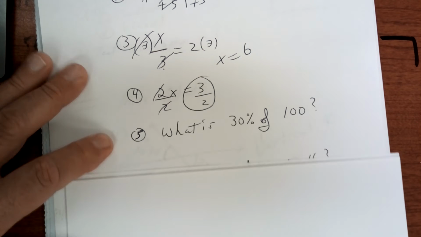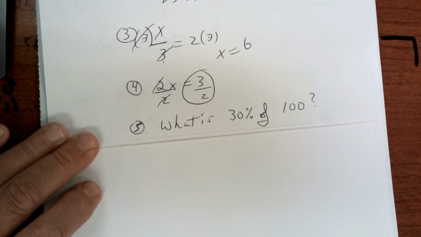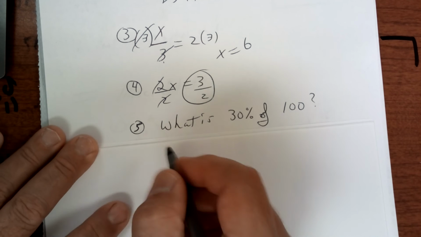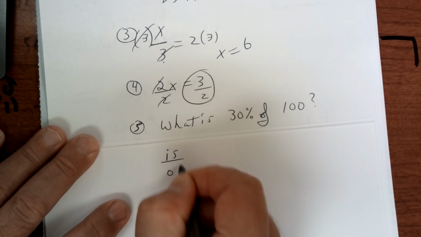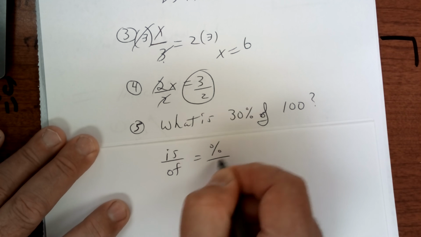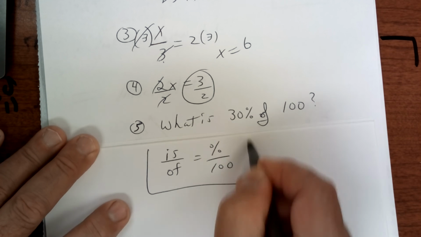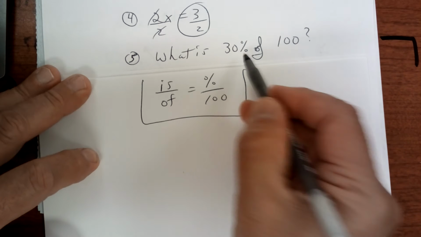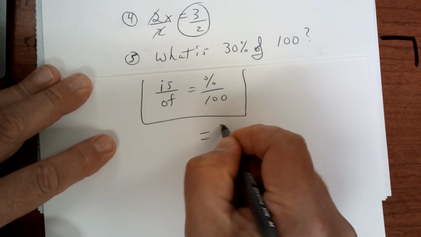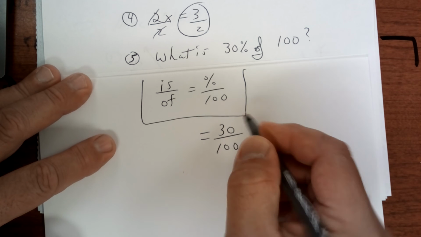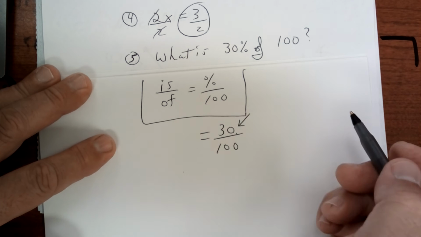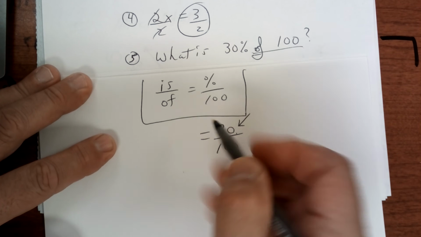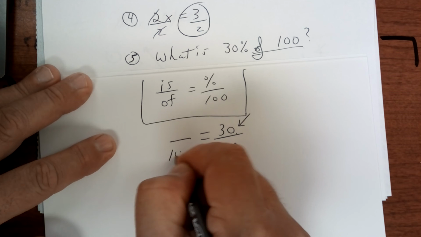This one is percentages. Now, here's the formula you need to memorize: is over of equals percent over 100. Copy that down and memorize that forever. All right, so look here. See how it says 30%? That goes in the top. So put 30 over 100. That's your percent. See how it says of 100? That's your of. Down here, you're going to put 100. So you're looking for the is.